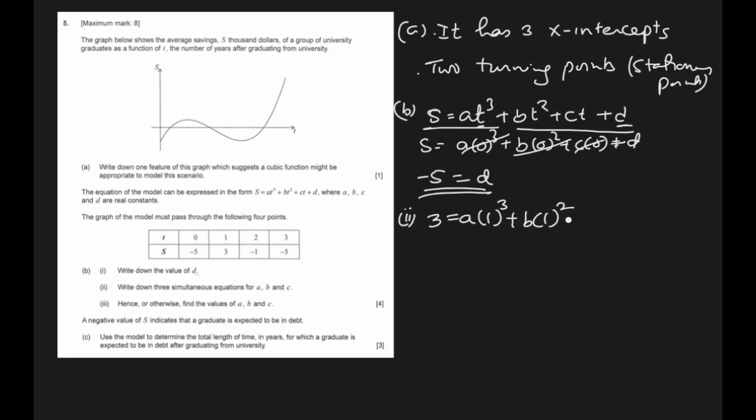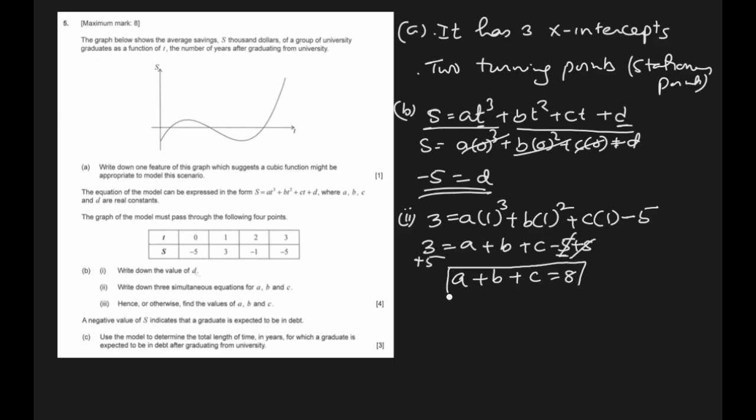And D, I know the value of D now, so I will write the value of D in place of D. So what do we get here? 3 equal to a plus b plus c minus 5. And let me bring this negative 5 to the other side by adding 5 here. We get the first simultaneous equation: a plus b plus c is equal to 8. That's the first simultaneous equation. Let's call it equation number 1.